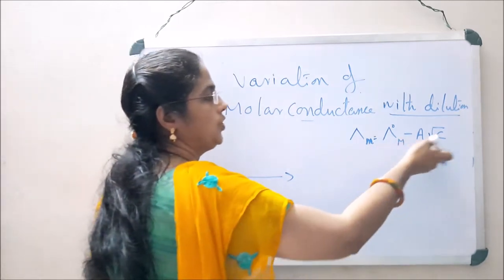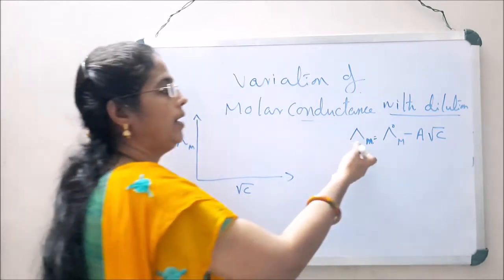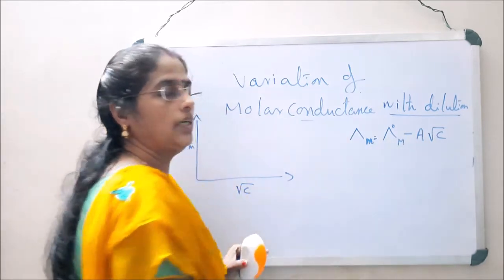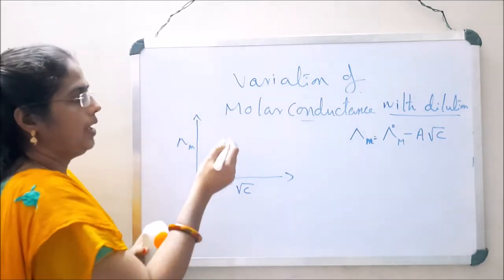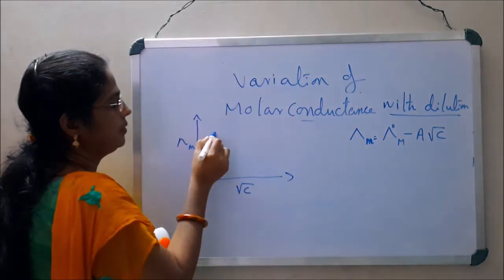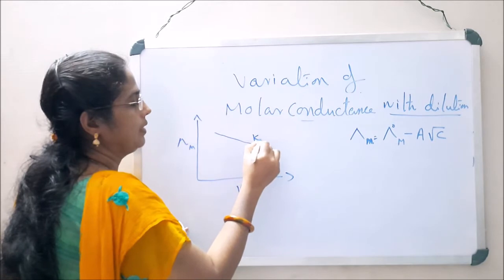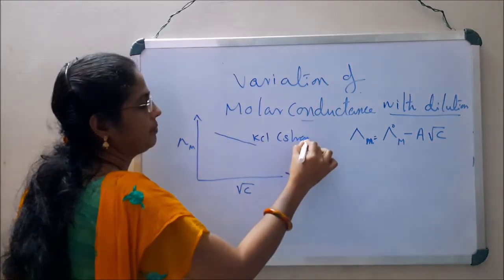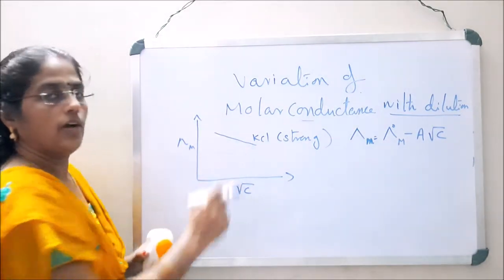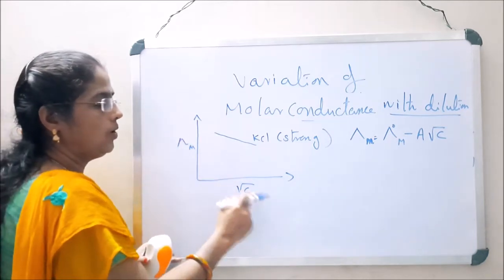In the case of strong electrolytes, this is the relationship between lambda m and the concentration. This is just like an equation for a straight line. So, as we expected, we are getting a straight line graph for this strong electrolyte, for example, KCl. This plot gives the relationship between molar conductance and the concentration.